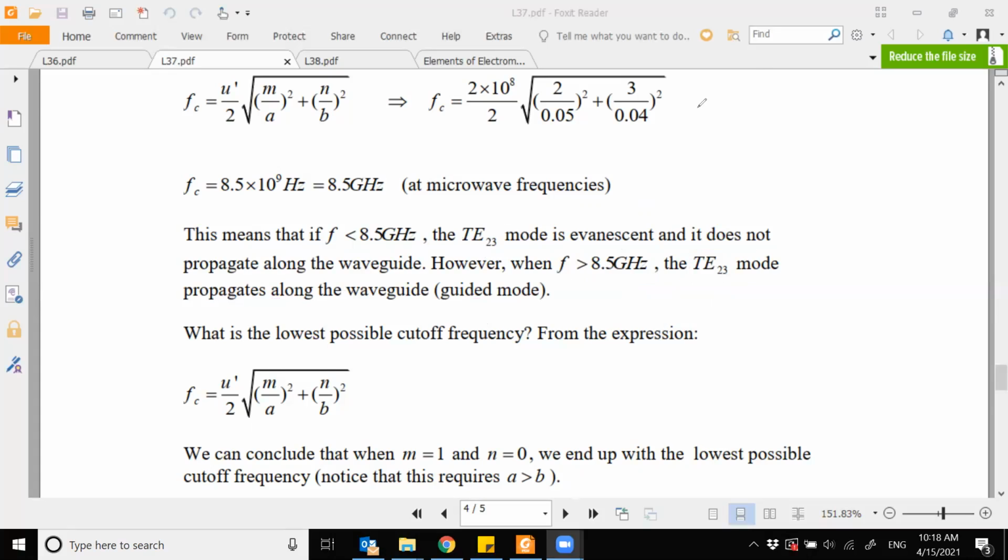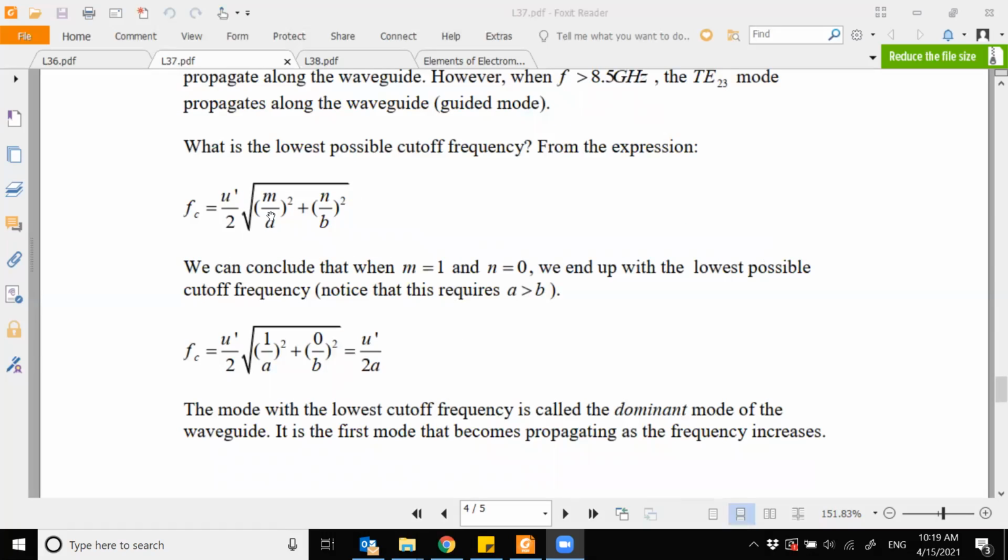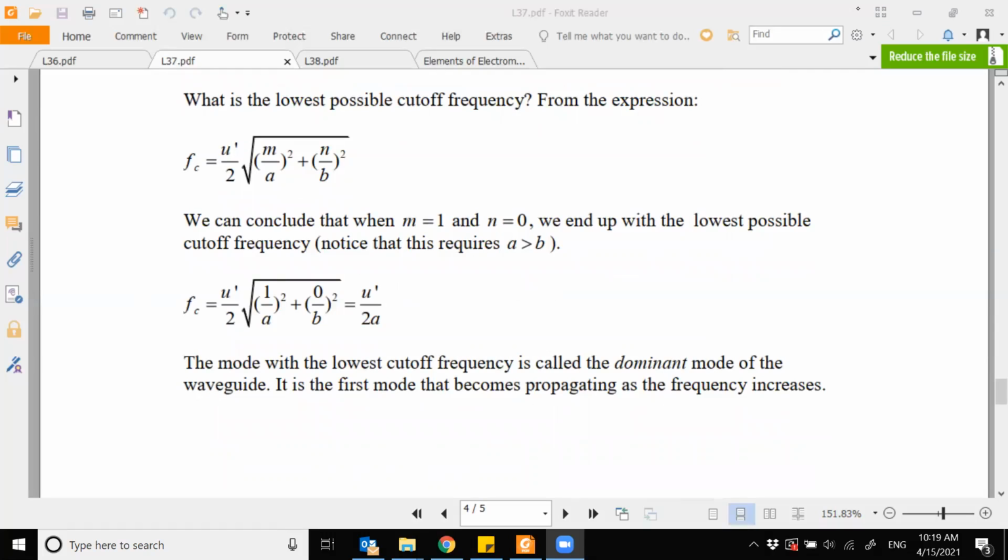So now it comes to my mind: what could be the smallest possible cutoff frequency? Because remember, this is the cutoff frequency for this particular mode, which is 8.5. Can we find the least cutoff frequency value that your rectangular waveguide can support? How can you get the least value? We know that this is my expression of cutoff frequency. Now, what could be the least values that we can put here? The least value comes from M and N. So what could be the least value of M and N you can put?